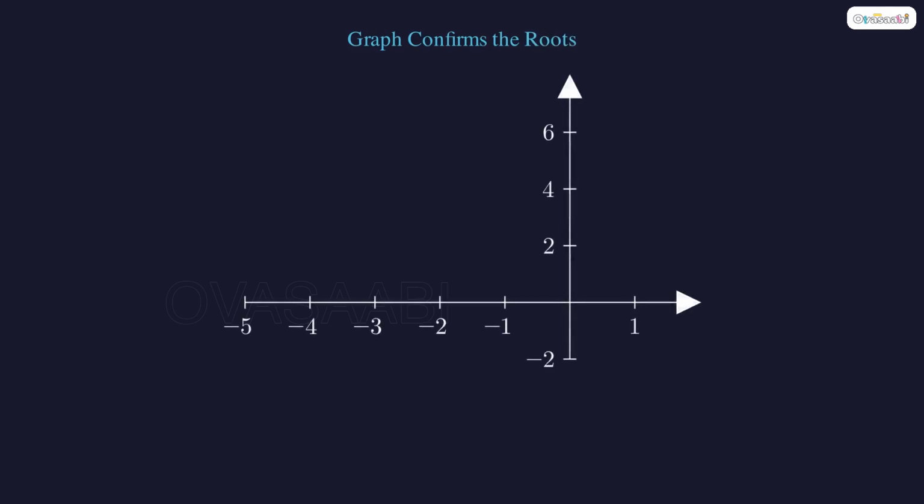The roots we found are where the curve crosses the x-axis. -2 and -3 are exactly where the parabola touches 0. The graph confirms our factorization is correct.